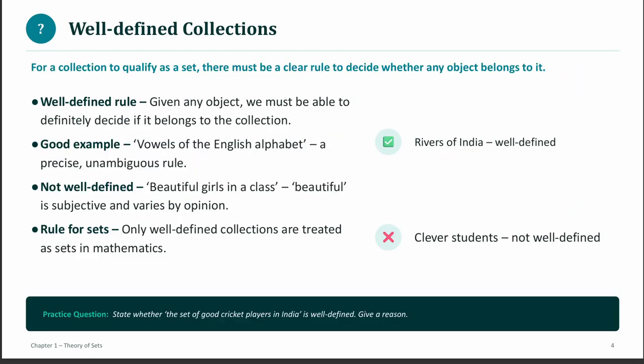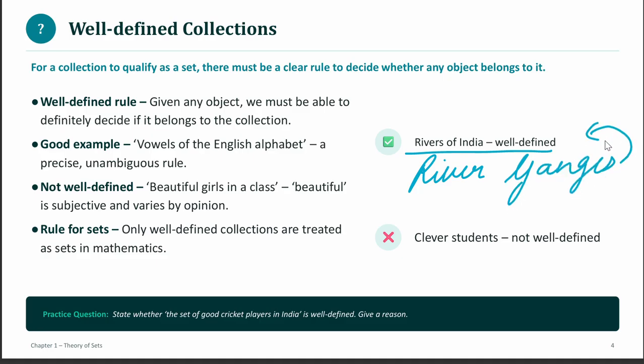Given any object, we must be able to definitely decide if it belongs to the collection. This is the well-defined rule. For example, I'm talking about rivers of India, and here I talk about the river Ganges. Will it belong to the set of rivers of India? Of course it would, because it is a part of the rivers of India. But if I take the river Nile, would it belong to the set of rivers of India? Of course not, because it could be a part of the set of rivers of the world, but not of India. So the river Nile is not included in the set of rivers of India.